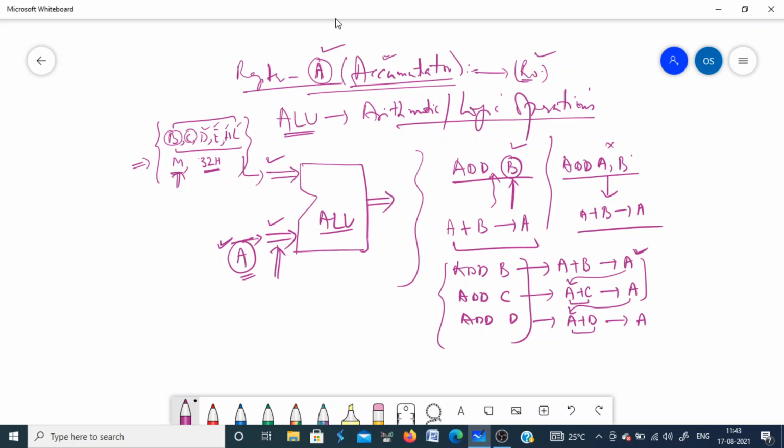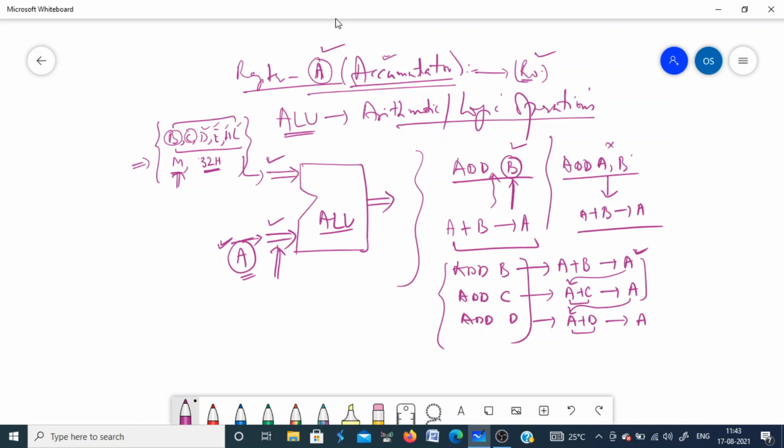Accumulator means that when you perform some arithmetic operation like addition, the data which is summed up gets stored or accumulated in this register A. So A is a very important register in your microprocessor. In all the arithmetic and logic operations, the first operand will always be stored in A.